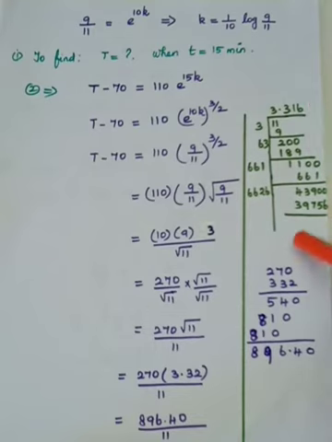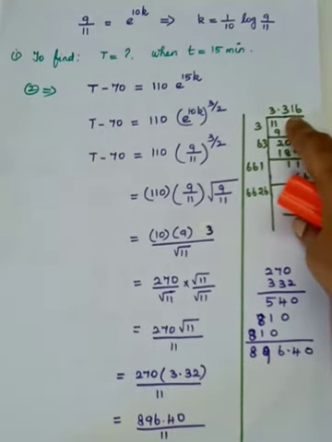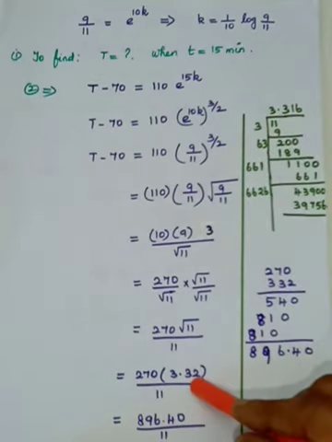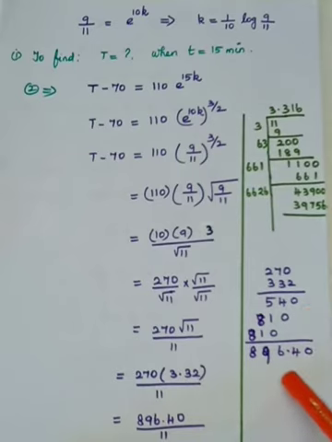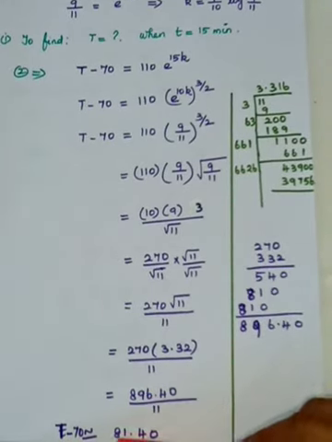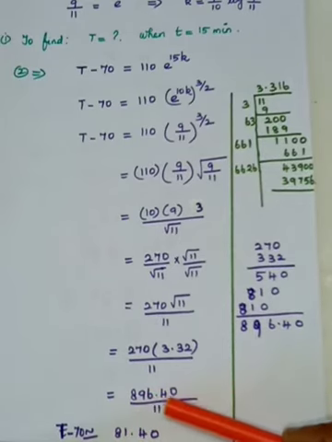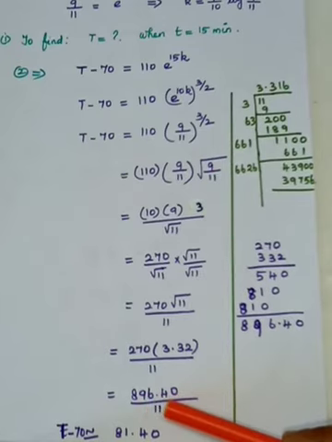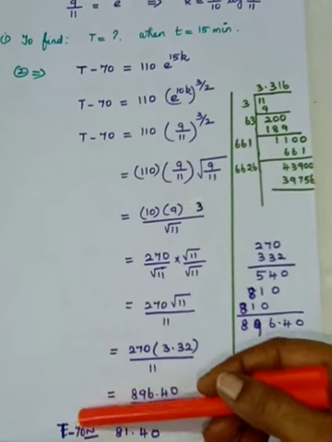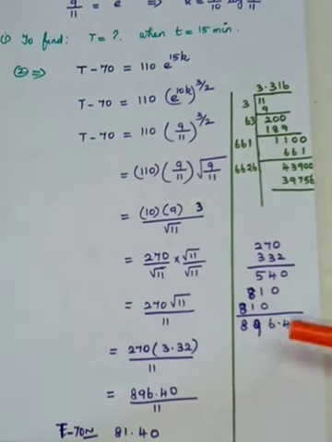So root 11, the square root I have found here, that is 3.316. Okay, approximately we can take 3.32. Okay, so you have to multiply. So the multiplication is here 896.40 divided by 11. If you divide by 11, 8 11s are 88. So here 1 is remaining, 16, 1 11s are 11, remaining is 54. Okay, so here you will have 4 11s are 44. So the remaining you will get, so it is approximately T minus 70 is approximately 81.4 something else.